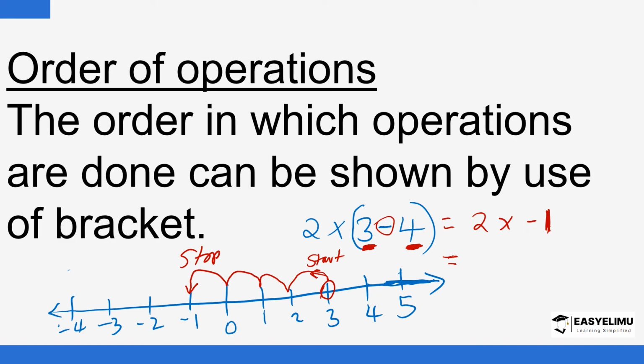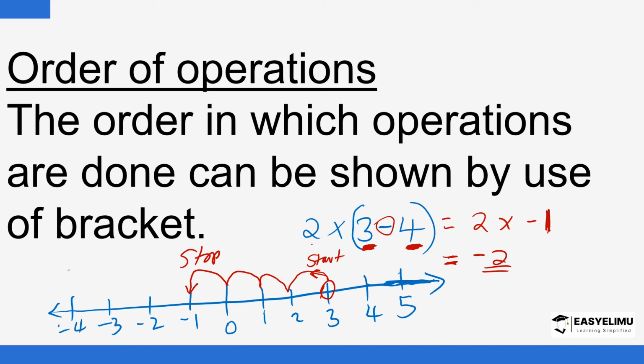So here we say, if the signs are different, like in this case, then the answer must be negative. If the signs are the same, the answer is supposed to be positive. Again, that is discussed in our previous videos. You can check. So 2 multiplied by -1, the answer is -2. Why negative? Because the signs are different. Why 2? Because 2 by 1 is 2.